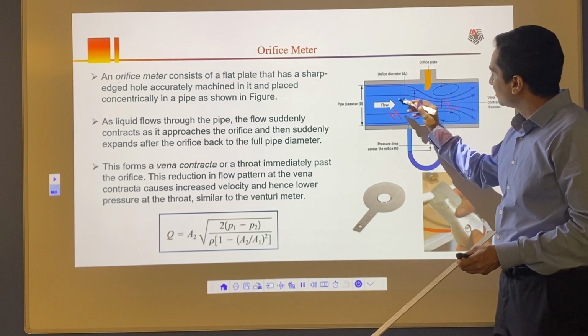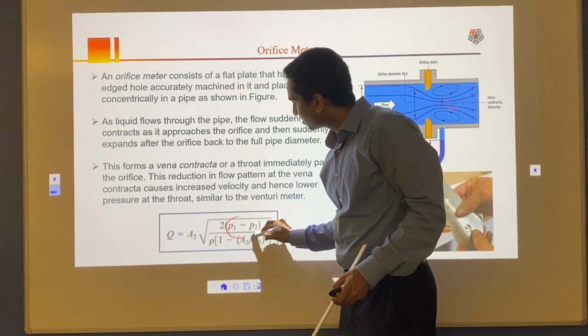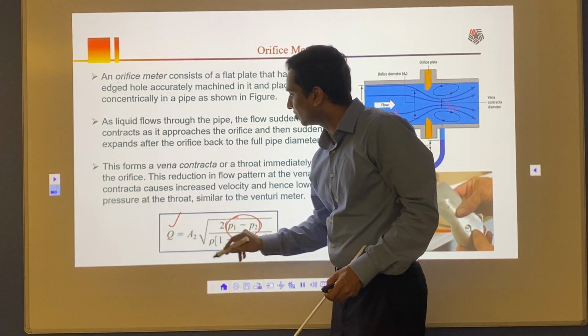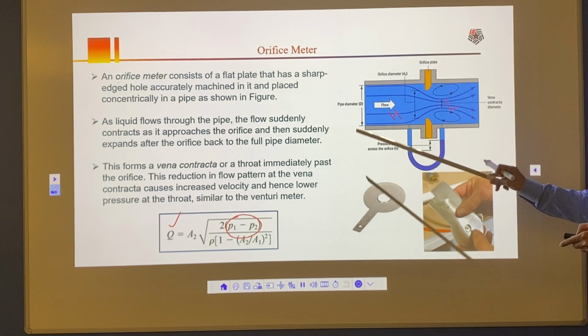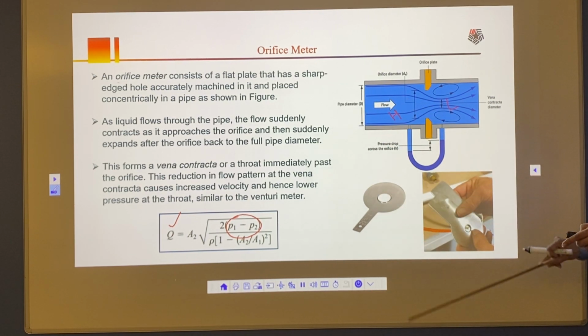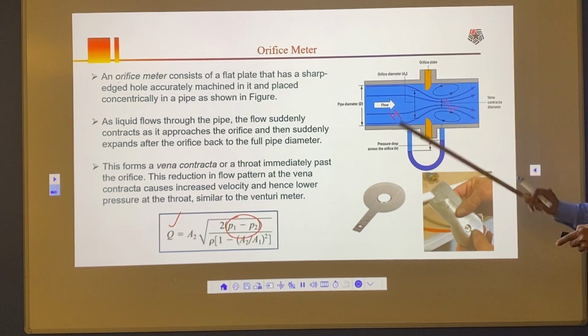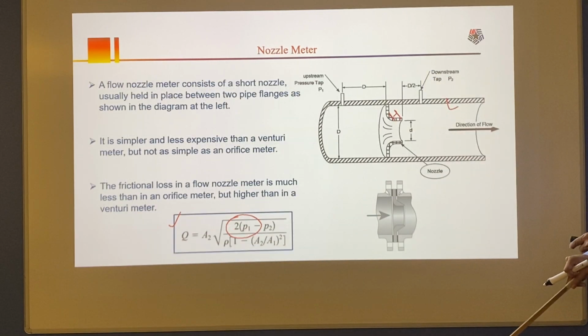Because of that pressure difference, I take that pressure difference here, P1 minus P2, and then I should be able to calculate the flow rate. So it's a very simple idea to calculate flow rate. That's my orifice meter, the simplest and cheapest device to measure pressure difference and then calculate flow rate.